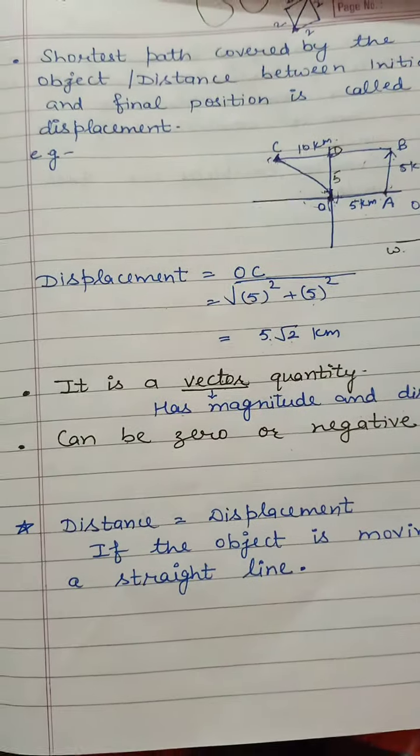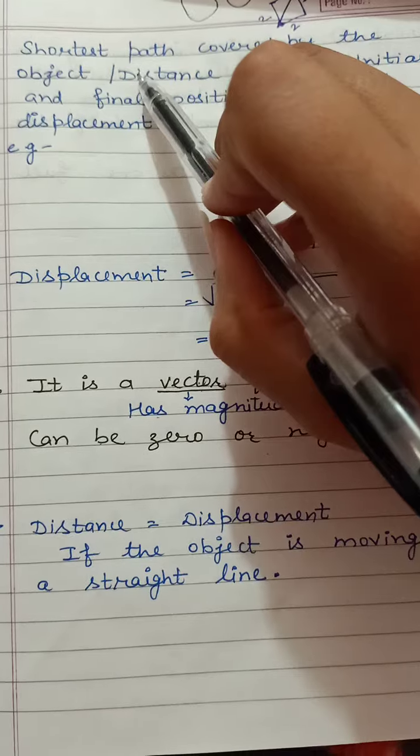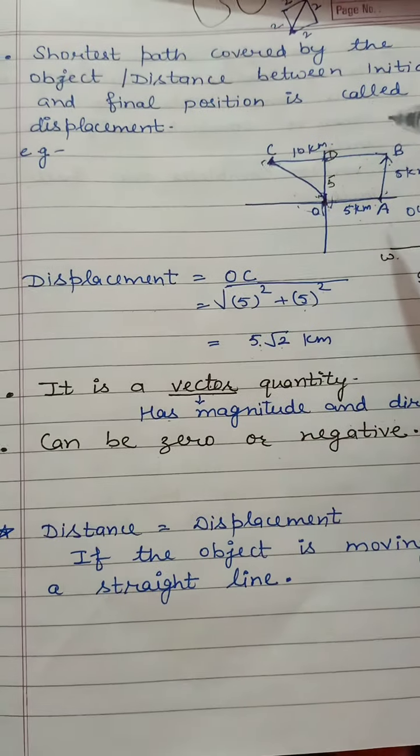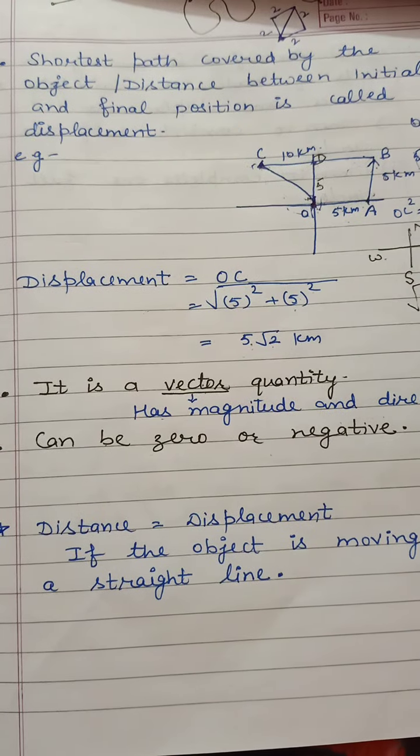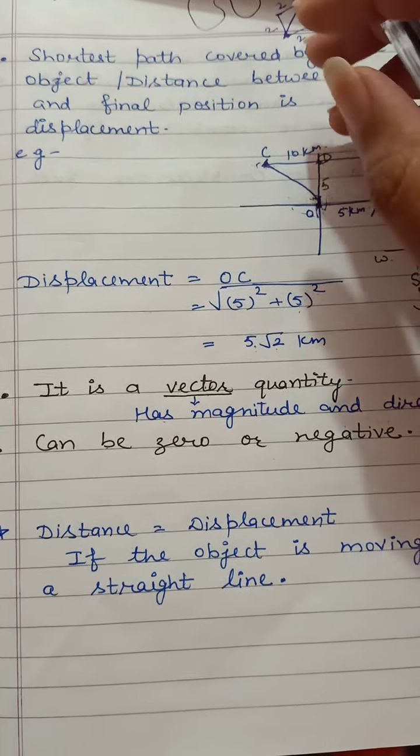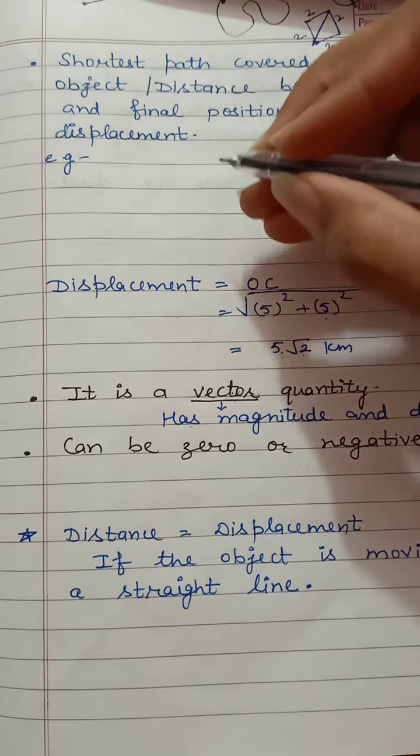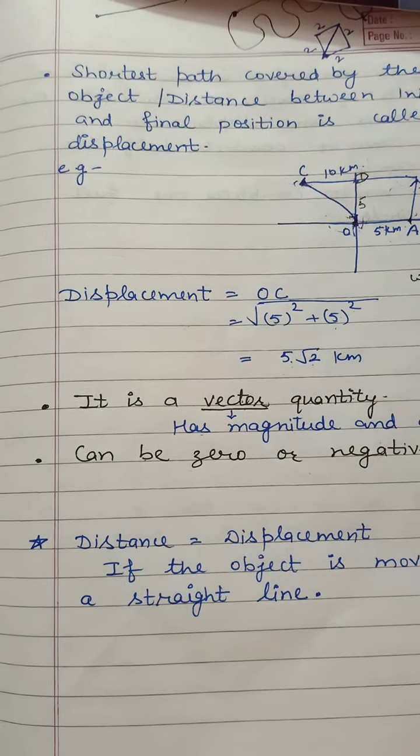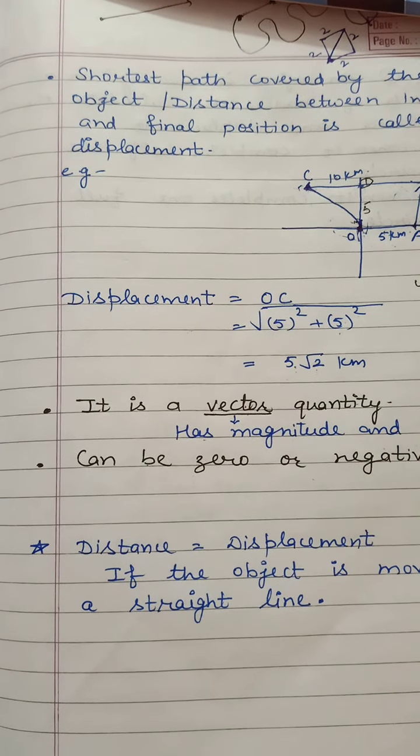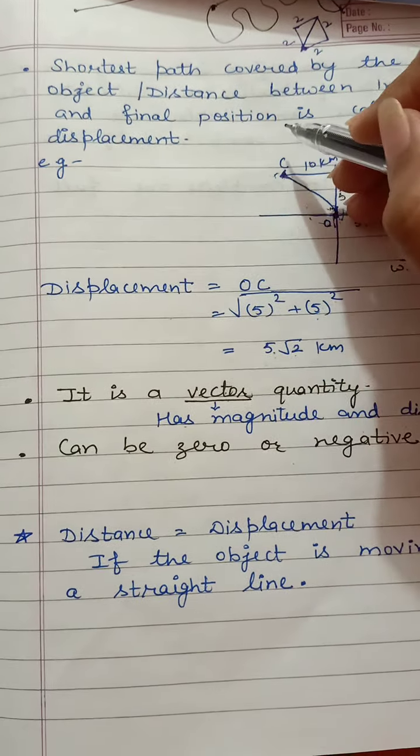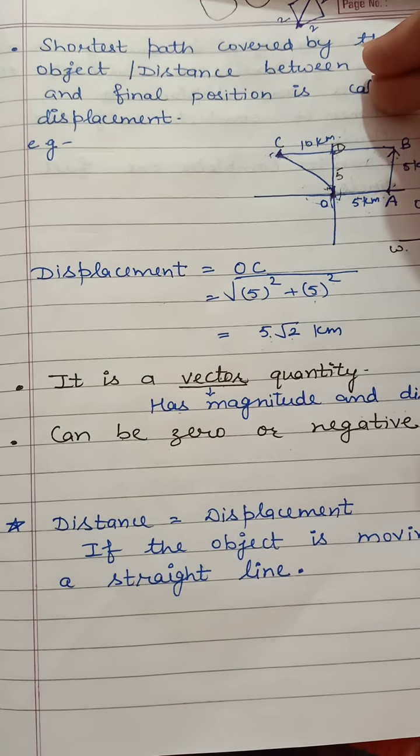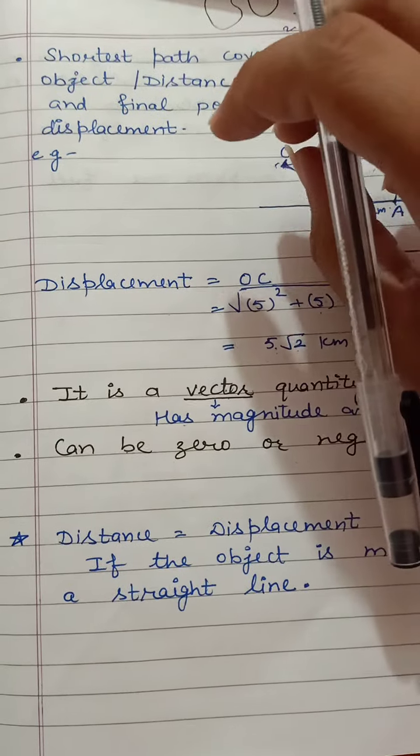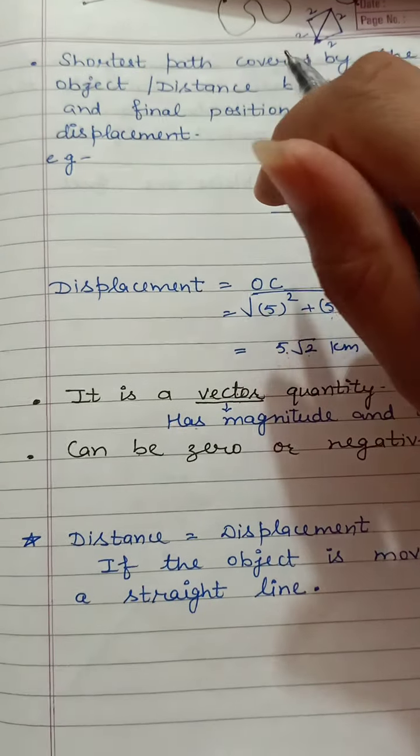Now it is the displacement. Displacement means the shortest path covered by the object, or the distance between the initial and final position. If any object starts moving from one place and moves in any direction, in the displacement we consider the direction only. In any particular direction, we just take the initial point and the final point.